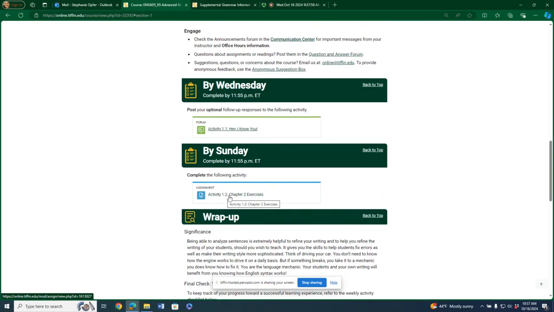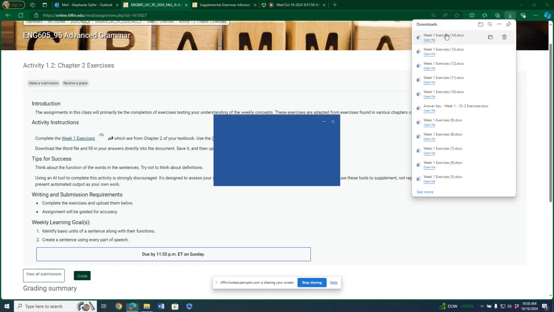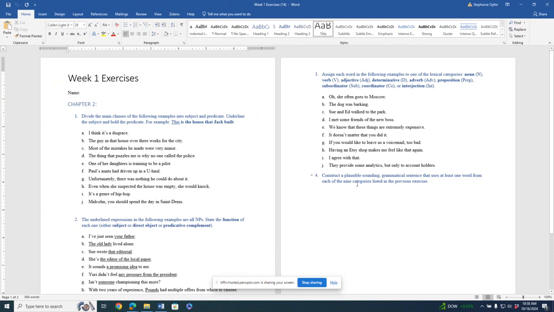So if you open this up, there are no discussion boards in this class. If you open up the exercises, they're all exercises, you will see the assignment itself. To get to the exercise, you will click on that link. It will download a Word file. And you can open up the Word file, enable editing, and then you can see the exercises for this week. What you'll do is fill out the information here in the Word file, save it as your own file, and then re-upload it to Moodle.